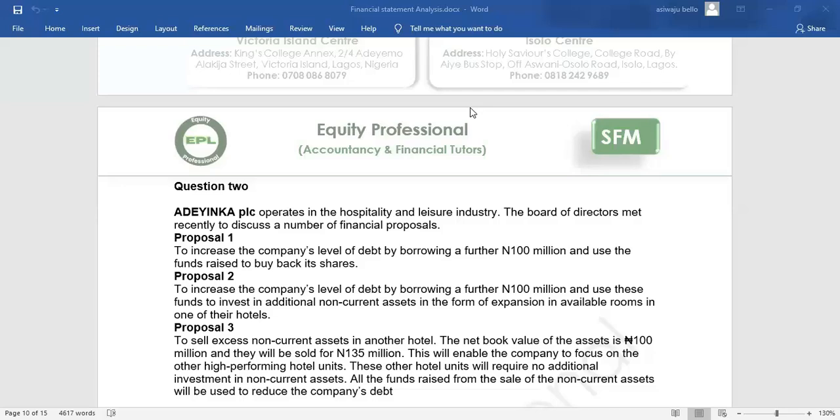Proposal 2, to increase the company's level of debt by borrowing a further 100 million and use these funds to invest in additional non-current assets in the form of expansion in available rooms in one of their hotels. So proposal 2, the company wants to borrow 100 million. And the money realized from this borrowing will be used for investment, expansion of the company's hotel.